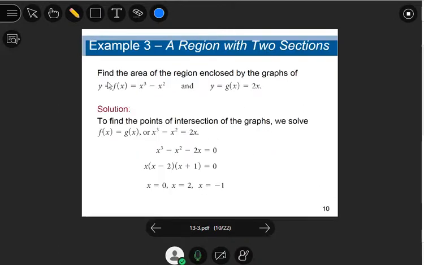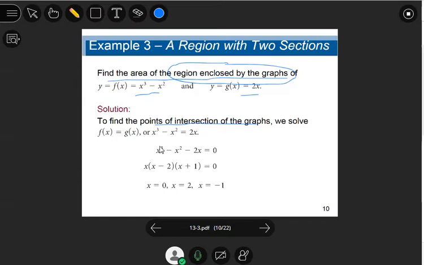The second one: find the area of the region enclosed by the graph of x to the power 3 minus x square and y is equal to 2x. The specialty in this problem is that they haven't given any lower limit and upper limit. So you need to find the region enclosed by this graph. This word is very important. If you look at this cautiously, you can see these two curves intersect at some points. So first you need to find the points of intersection of these two graphs.